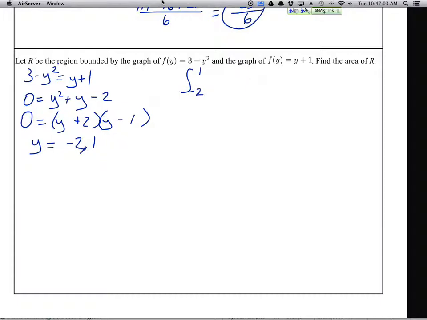Okay, how do I know which one's on the right? Just like we did yesterday, plug in a number. What's the best number to plug in? 0. Plug in 0 to the first one gives me 3. Plug in 0 to the second one gives me 1. So that means the first one needs to come first. Alright, clean it up a little bit. So it's going to be 2 minus y squared minus y.